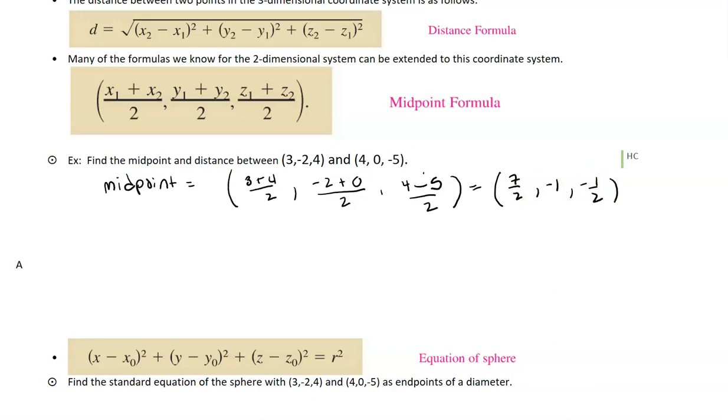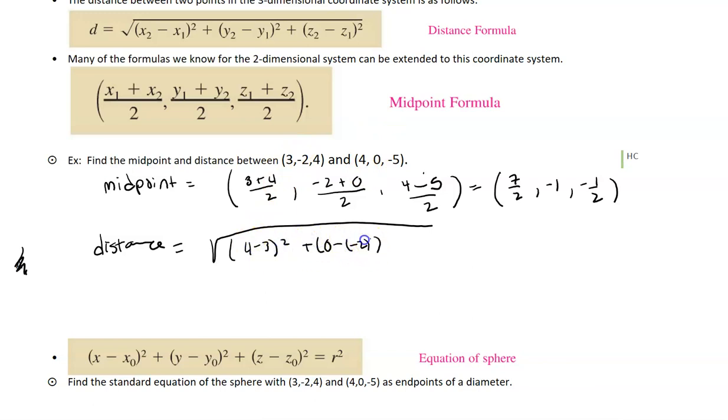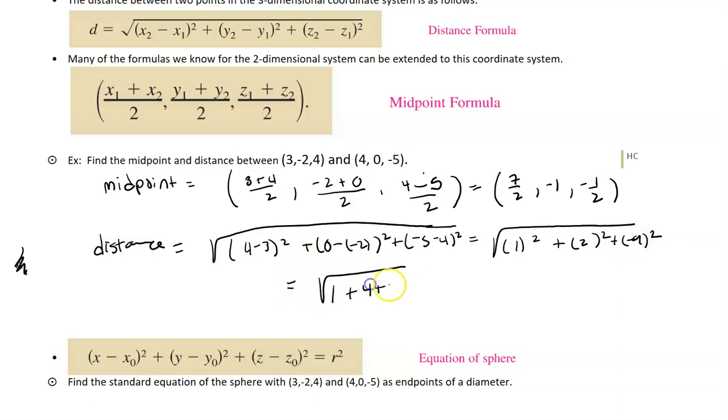And if I want to find the distance, and I have no idea what this a is right here, just ignore that. The distance would be the square root of, let's see, we're going to do 4 minus 3 squared plus 0 minus -2 squared plus -5 minus 4 squared. So that's the square root of 1 squared plus 2 squared plus -9 squared, which is the square root of 1 plus 4 plus 81, or the square root of 86, and that cannot be reduced any further.